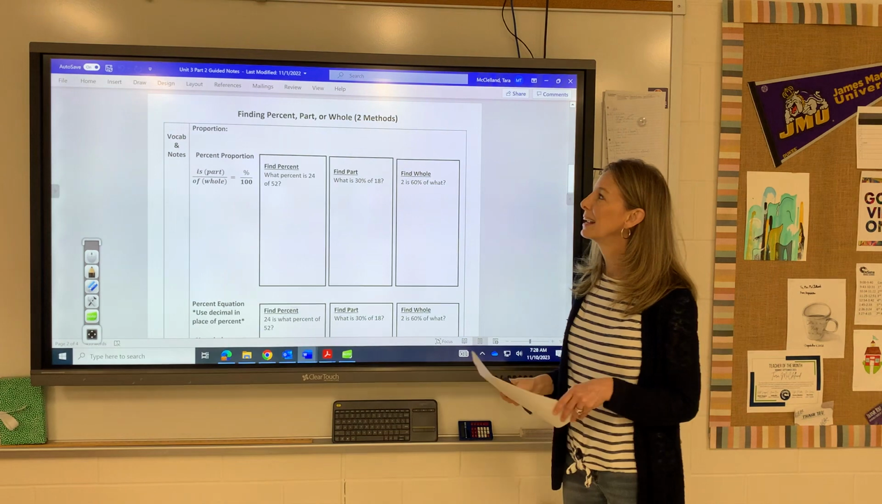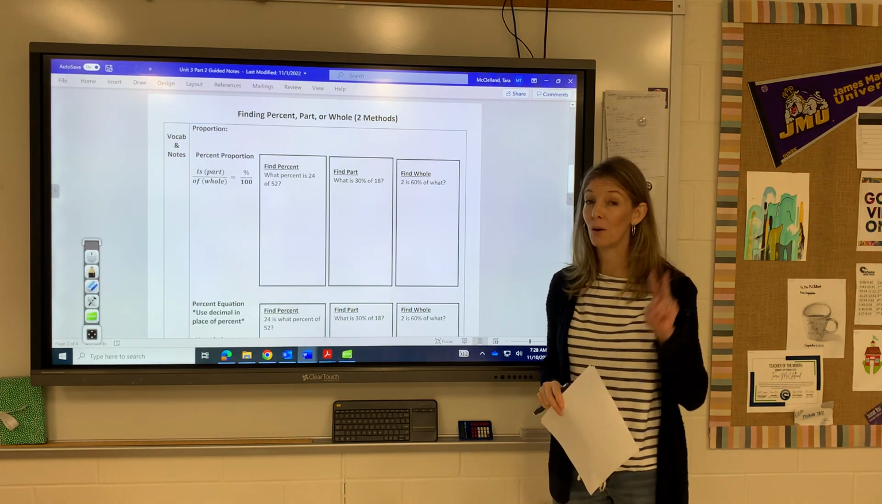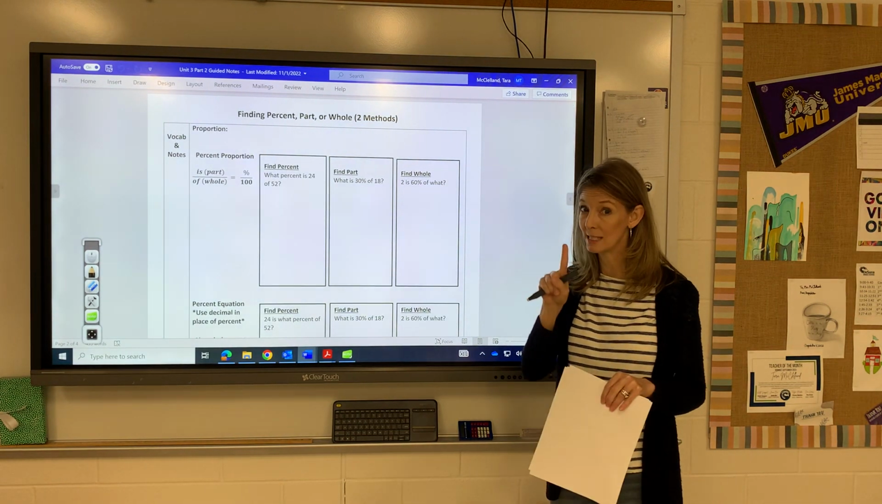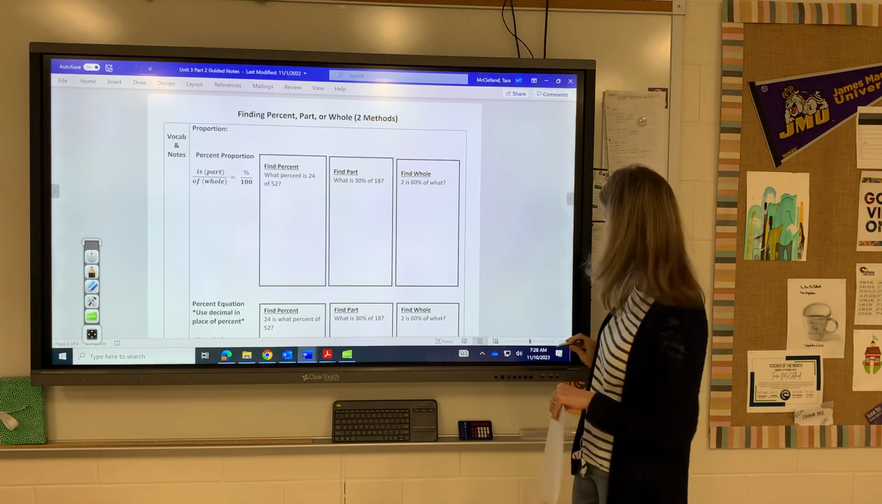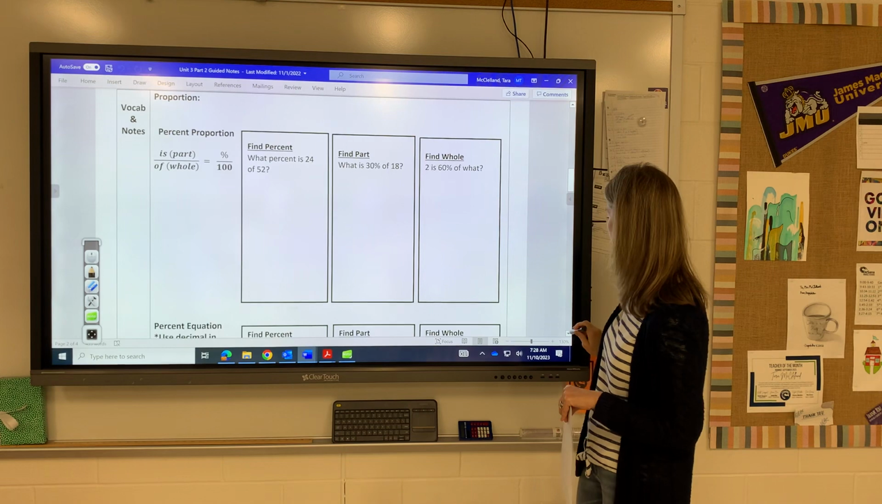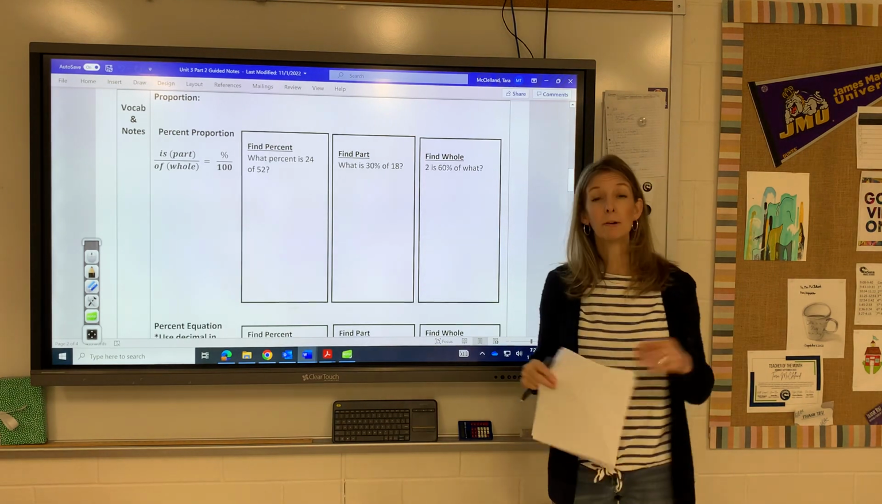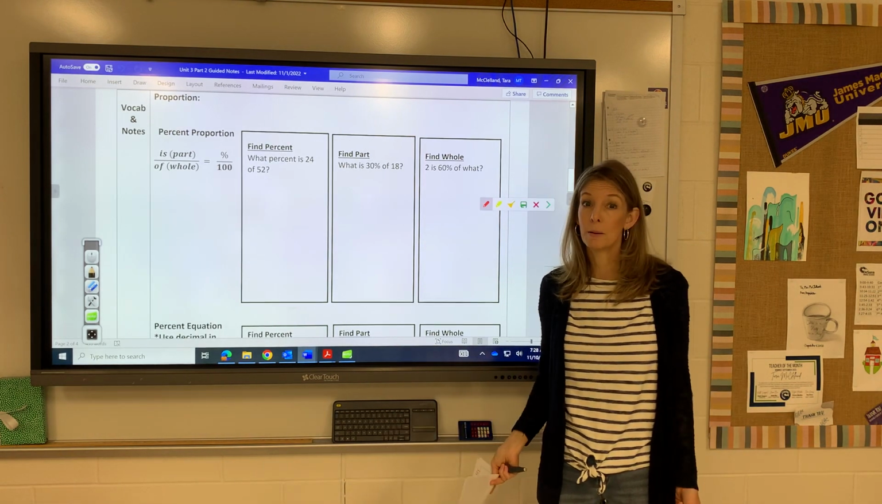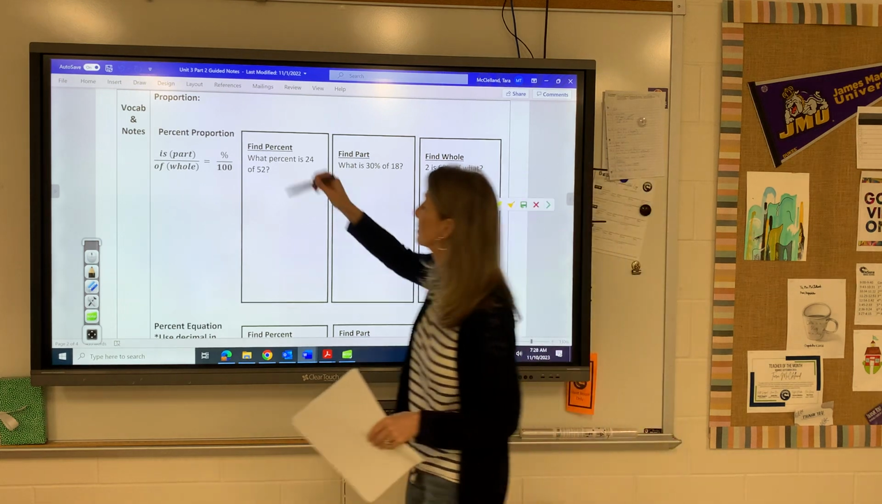All right, looking at finding percent, part, or whole. Again, there's 2 methods. We're going to learn just one today, which is the proportion method. A reminder, what is a proportion? Remember, it's just 2 equal ratios.